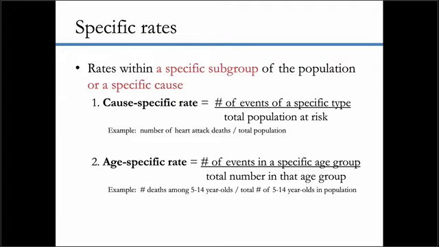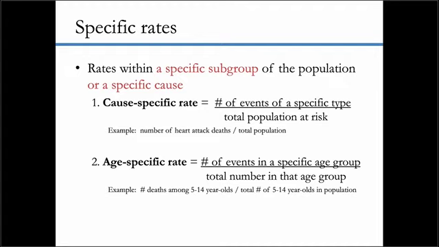Another type of specific rate is the age-specific rate. The age-specific rate is just the number of events in a specific age group over the total number of people in that age group. So for example, we can compare the number of deaths among those who are 5 to 14 years old over the total number of 5 to 14-year-olds in the population. And what becomes really important, and what I hope you're noticing about these specific rates, is that our denominator is extremely important in these calculations, because we have to define who our population at risk is.